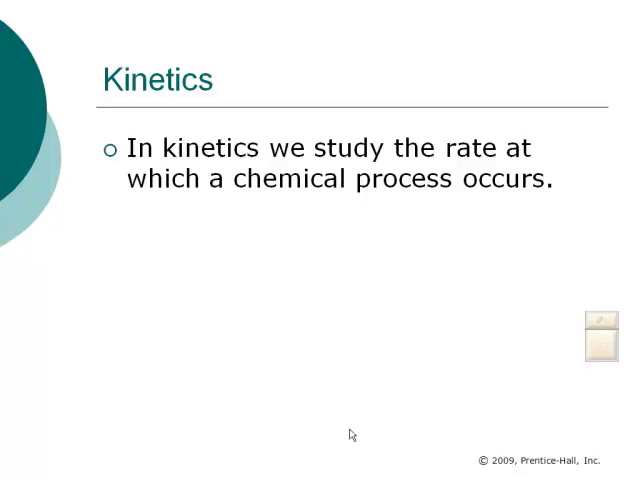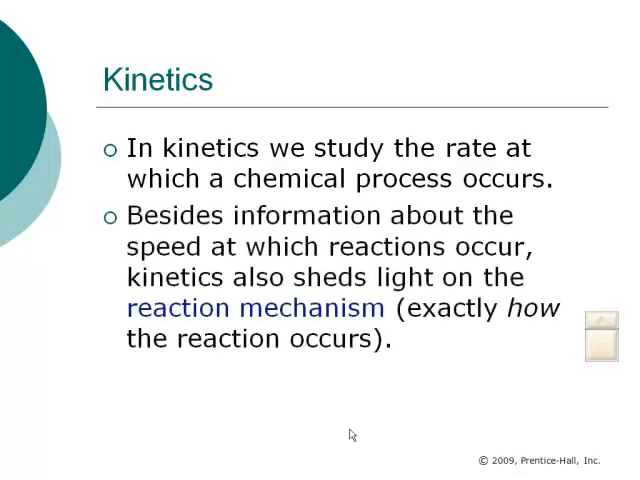So we talk a lot about how physically these reactions can go and how they prefer to go and how they can sometimes be limited by certain factors in the reaction and how they can proceed faster by certain factors in the reaction. So it's kind of a study of how fast and how slow a reaction can go based off of various things that can happen. It says, besides information about the speed at which a reaction occurs, kinetics also sheds light on the reaction mechanism. That would be exactly how the reaction can occur. So it's kind of neat.